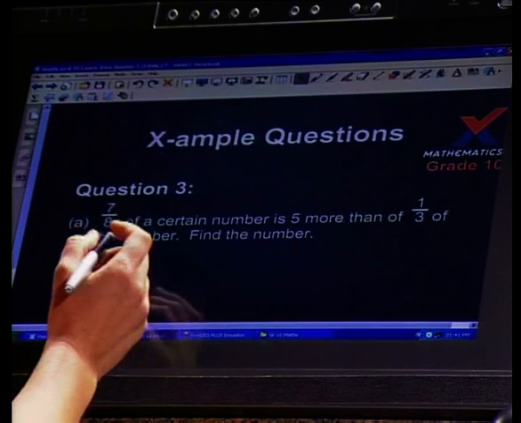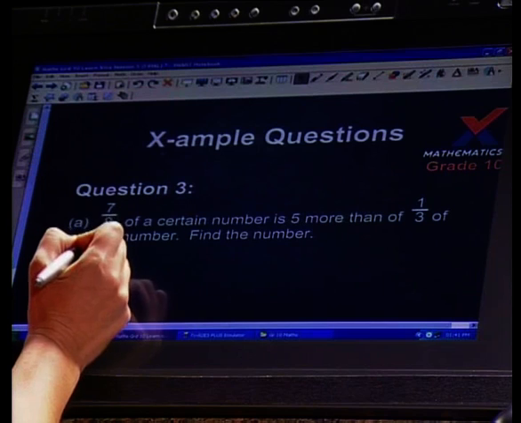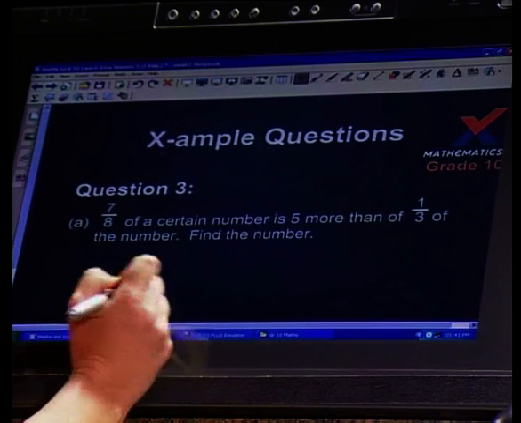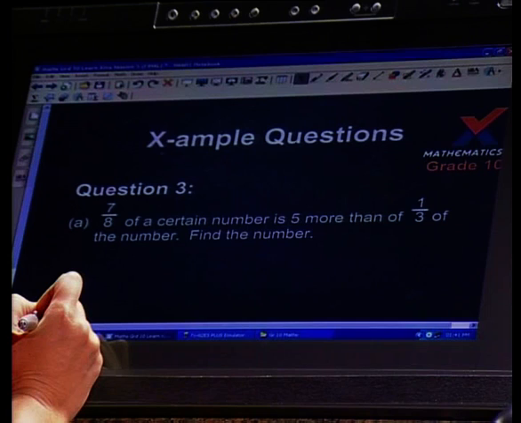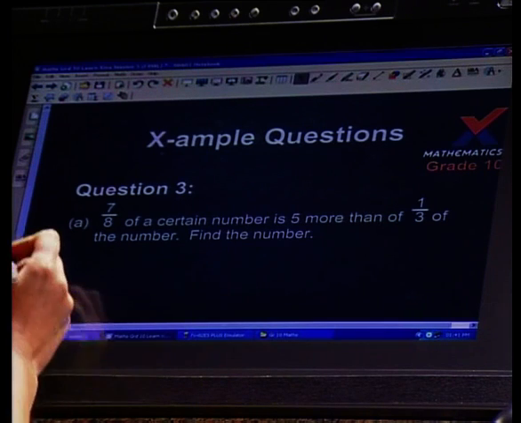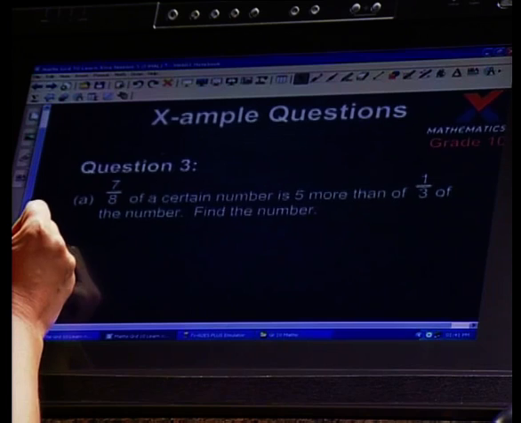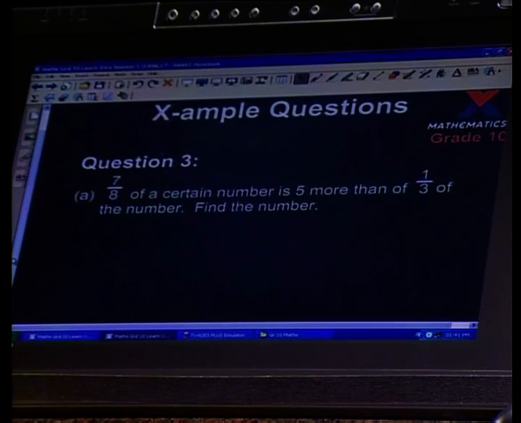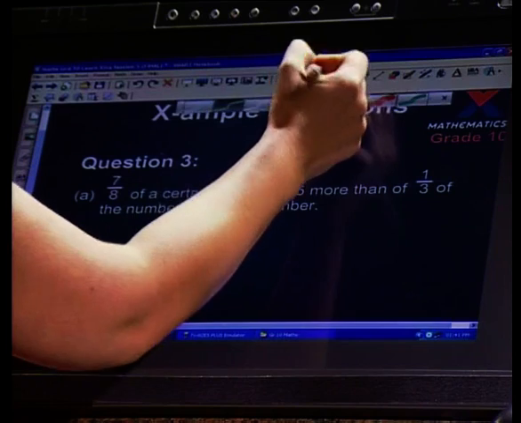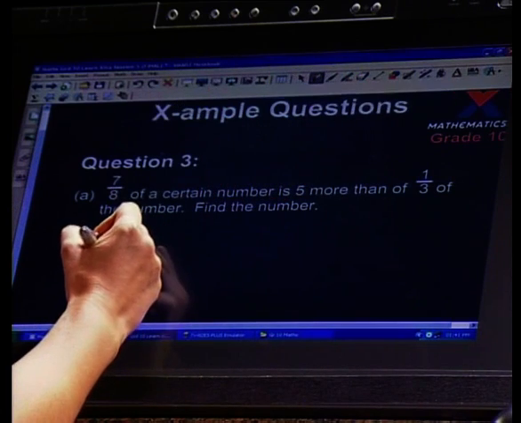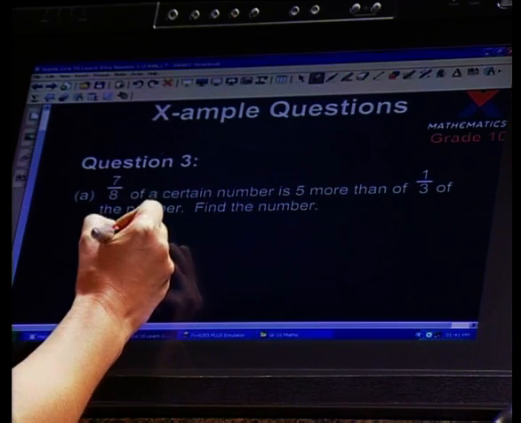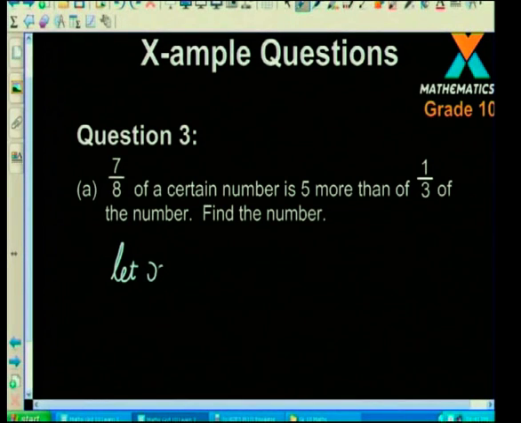The first question says, 7/8 of a certain number is 5 more than a third of the number. Find the number. Now there are two ways that we can set up this equation. Firstly, we need to define what our variable is. So we're going to write let x equal a certain number.